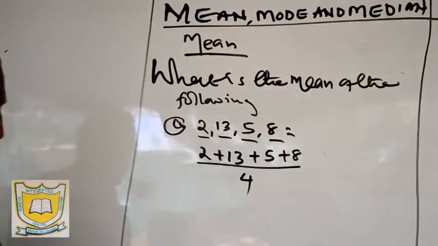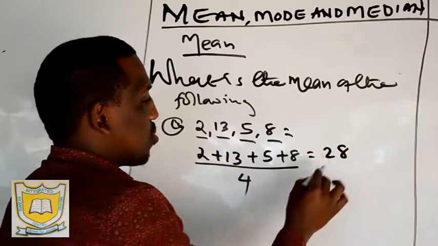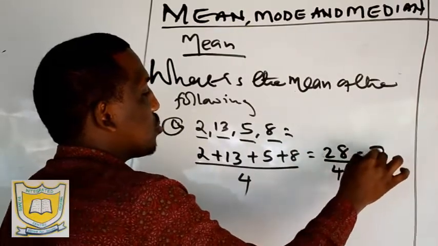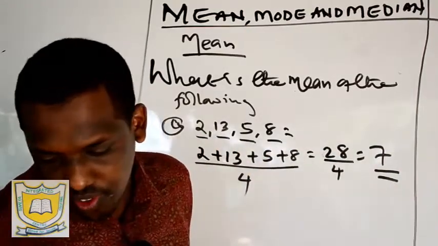That's how we get the mean. So when you add this, you will get 28. To get the mean now, 28 over 4 is equal to 7. So the average mean of these numbers is 7. That's how we find it.